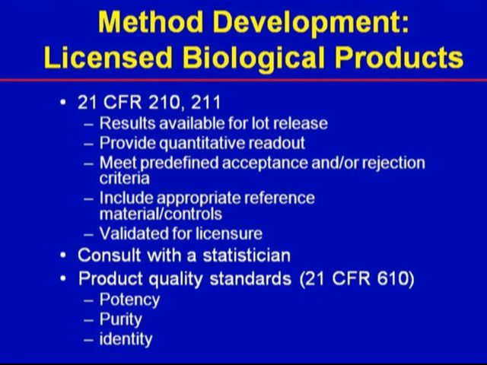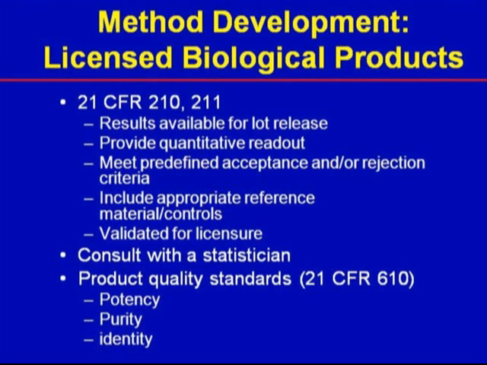However, assays used to evaluate specifications for characterizing licensed biologics must be fully CGMP compliant, as described in Parts 210 and 211. Briefly, assay results must be available prior to lot release. Results should be quantitative and meet predefined acceptance criteria. Lot release assays should also include a comparison to an appropriate reference material or control when available and must be validated for licensure. We recommend that you consult with a statistician prior to method validation.